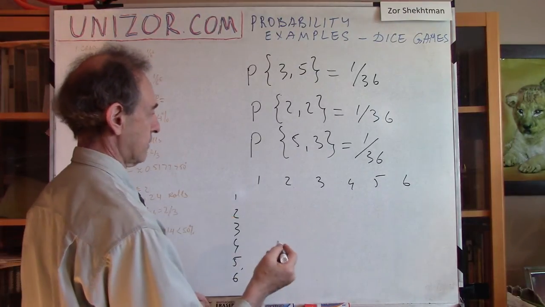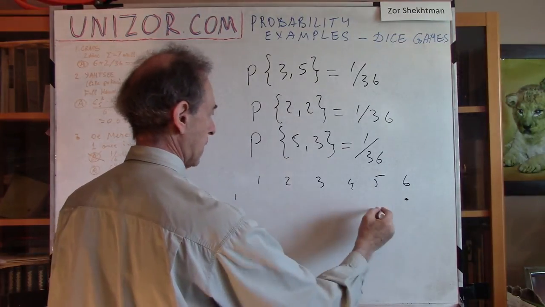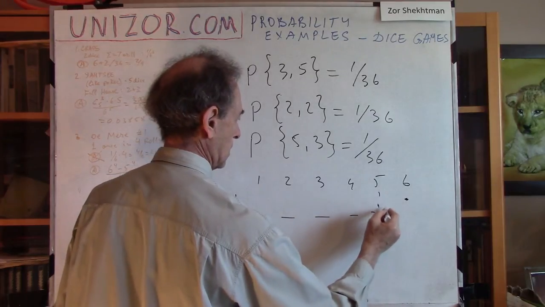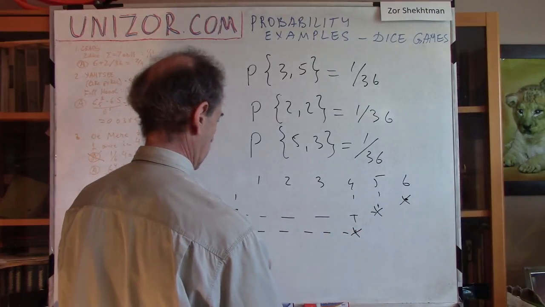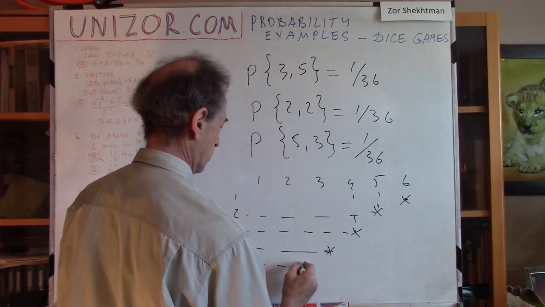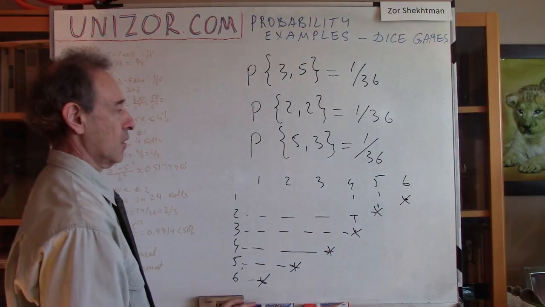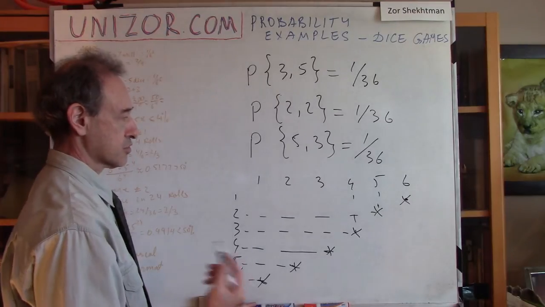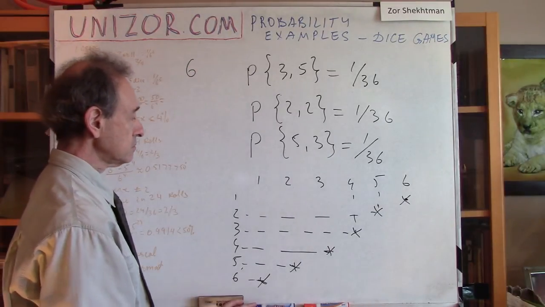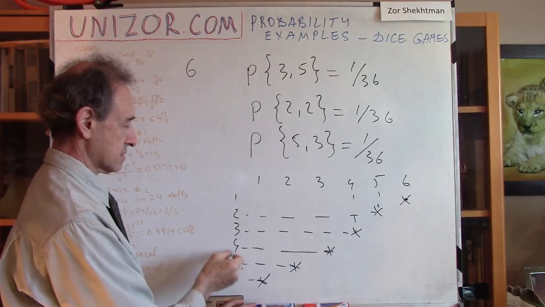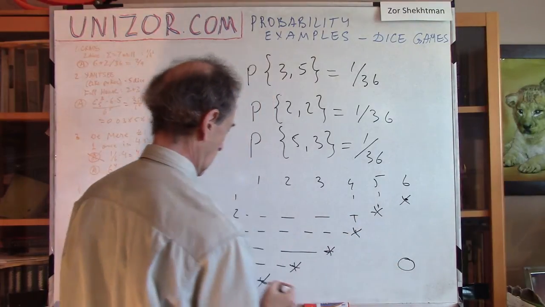So when do we have 7? For 7 we have 1 and 6, 2 and 5, 3 and 4, 4 and 3, 5 and 2, and 6 and 1. So 1, 2, 3, 4, 5, 6 different cases when the sum of numbers equals 7. Now, when do I have 11? I cannot have 11 if one of them is less than 5, right? So it's 5 and 6 and 6 and 5.